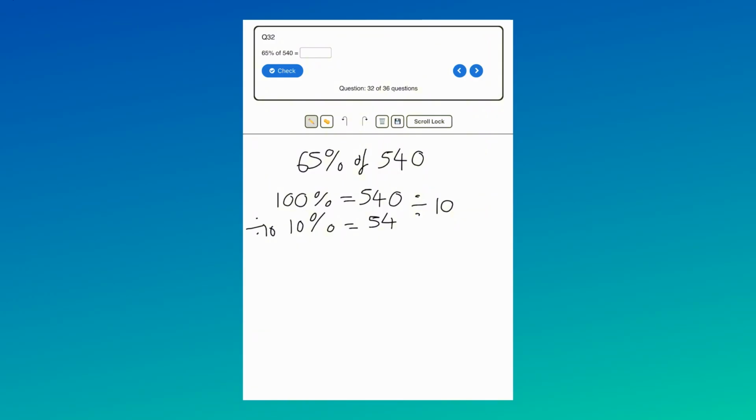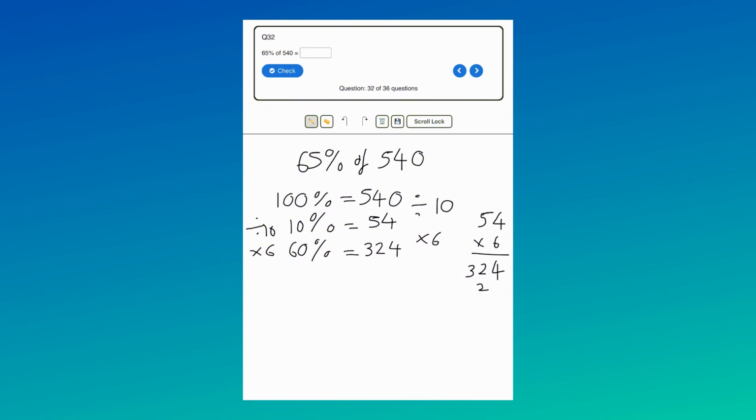Now I need to find 60%, so I need to multiply by 6, and that will give me 60%. So I need to multiply 54 by 6. Now let's just do this over to the side. 54 times 6. 6 fours are 24. 6 fives are 30, plus 2 is 324. So 60% of 540 is 324.